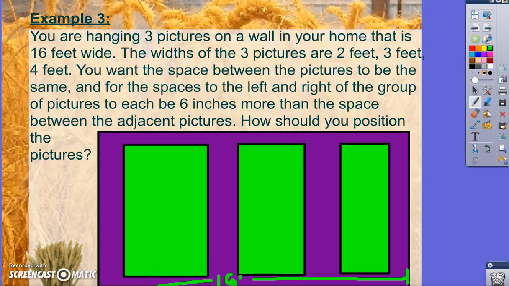So once we have our diagram, we're going to start to label stuff here. So here's our 16 feet. I put a little slash mark for feet. The widths of the 3 pictures are 2 feet, 3 feet, and 4 feet. All right. So we'll go with the smaller one here. This will be 2 feet. And it goes from here to here. 3 feet. Let's do the bigger next size up here. Slash mark for feet. All right. And 4 feet. All right. So make sure you're labeling it on the picture here.